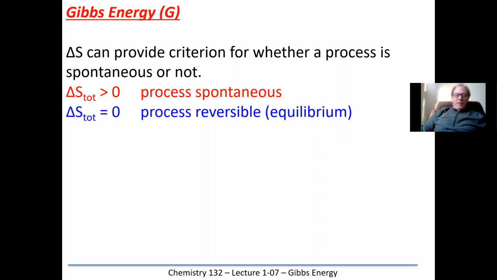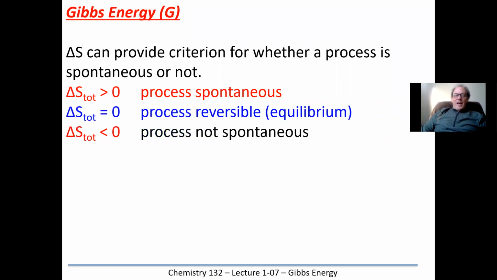We also established that if the delta S total is equal to 0, the process is a reversible process. It means that the system is at equilibrium. And the delta S total, if it's less than 0, it means that that process will never be spontaneous. It means there'll have to be a continuous input of energy to keep it going, like pushing a ball up a hill. The ball doesn't push itself up the hill. You have to constantly be giving a push, a nudge to that ball to get it to go up the hill.